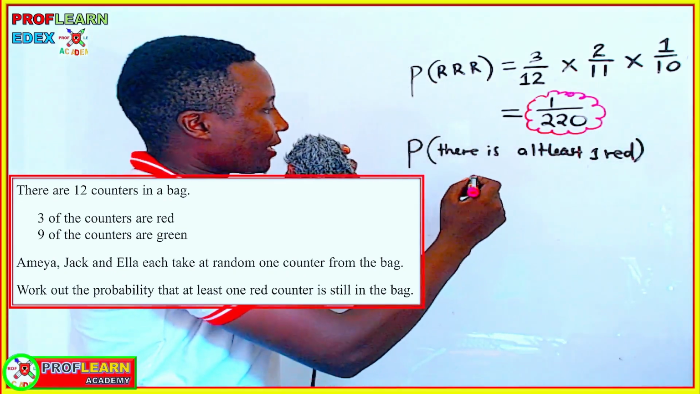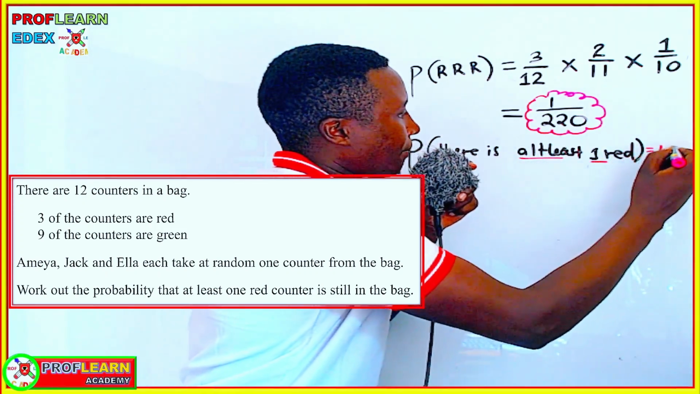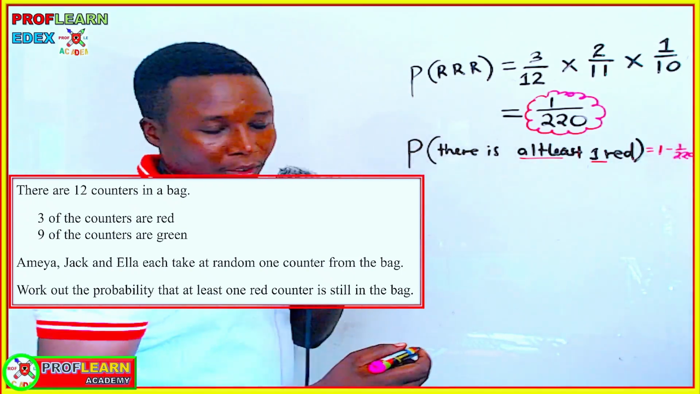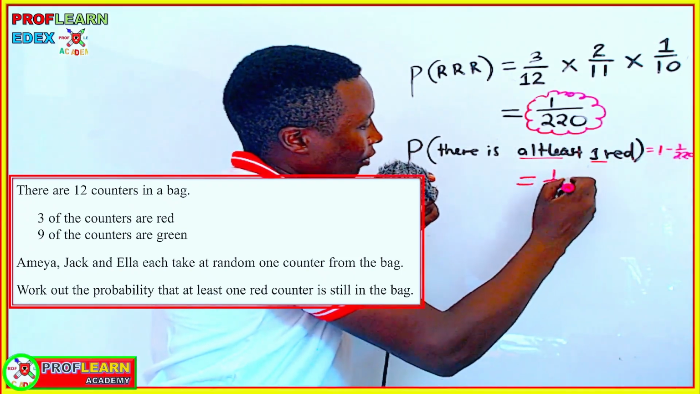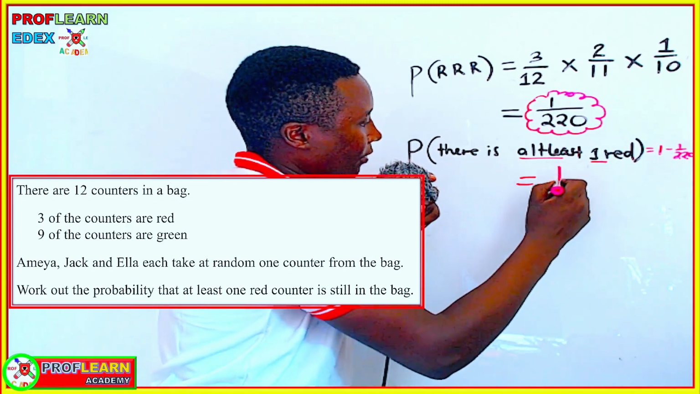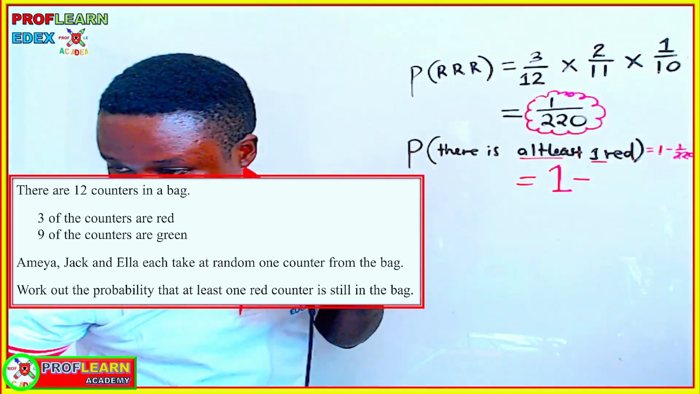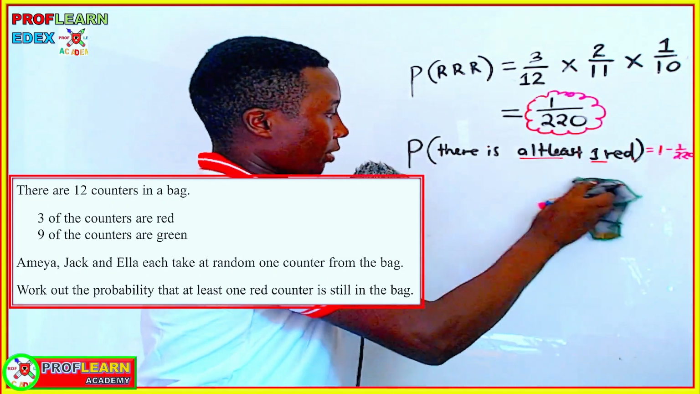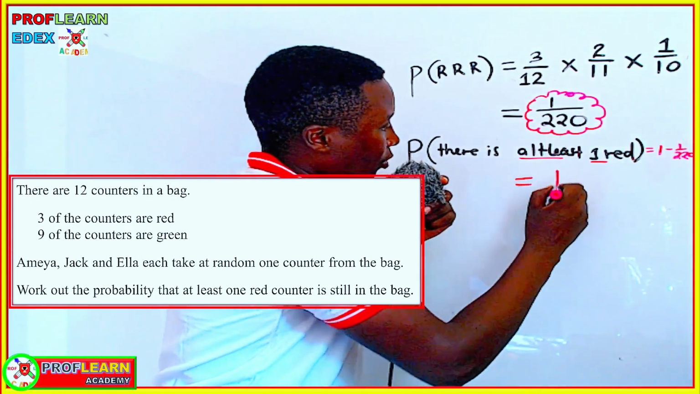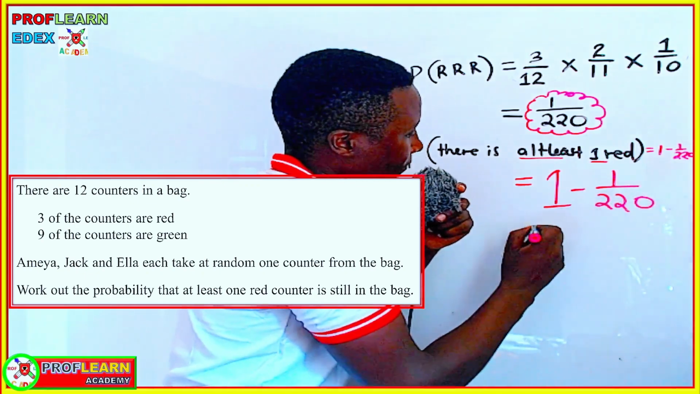Then the probability that there is at least one red is going to be equal to 1 minus 1 over 220. So this is going to be 1 over what? We are just subtracting here. Let me write this on the tablet. This is going to be equal to 1 minus 1 over 220.